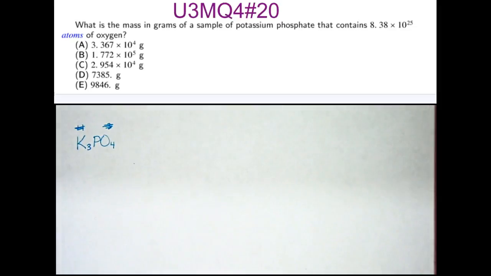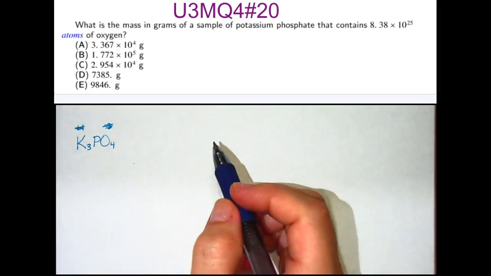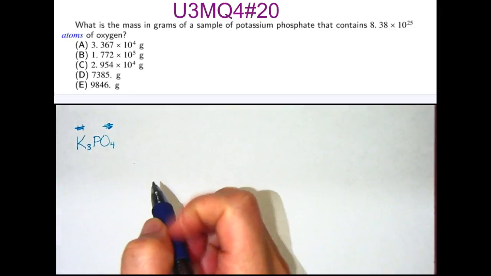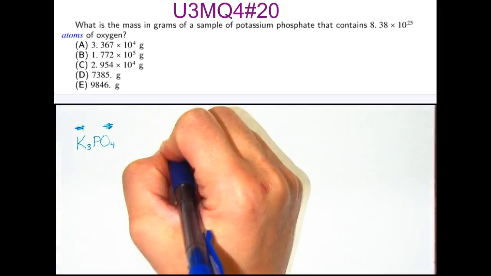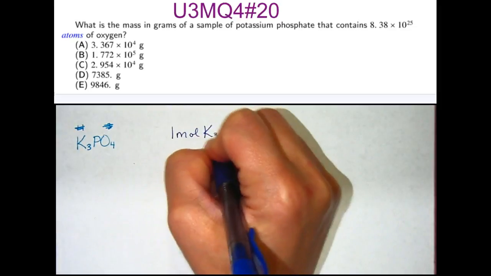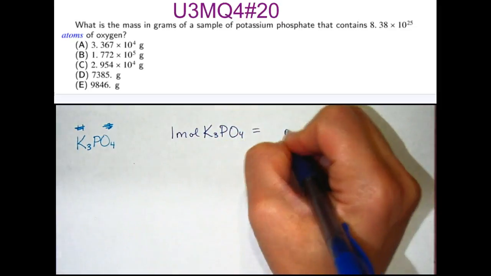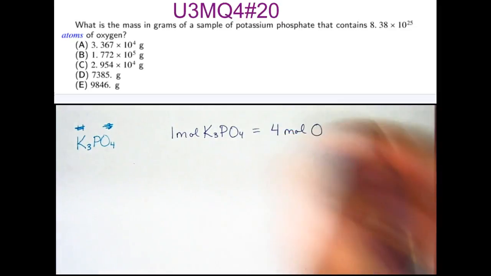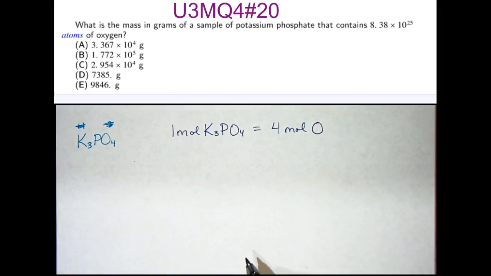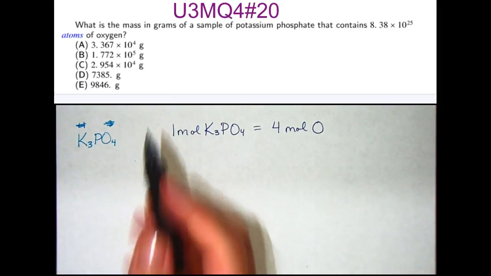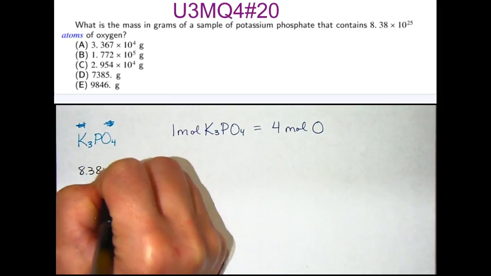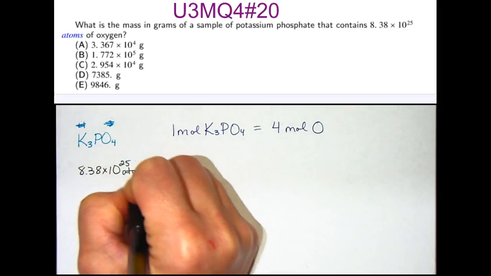So now that we have the formula established, we also need to make note that we are given the amount of oxygen atoms and asked to find the mass in grams of potassium phosphate. So we're going to need the relationship between 1 mole of potassium phosphate and the moles of oxygen present. Since there are 4 atoms of oxygen, that means there are 4 moles of oxygen for every 1 mole of potassium phosphate.